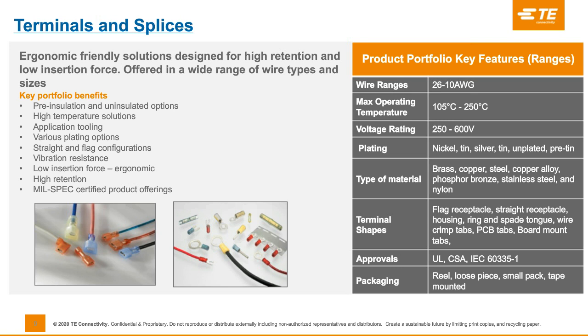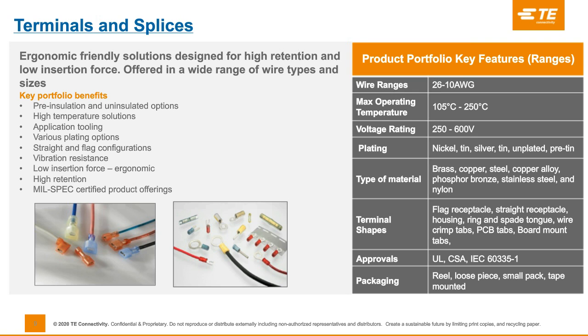And also, it's offered in a wide range of types and sizes. So pre-insulated, as I mentioned, and uninsulated options, high temperature solutions. So anywhere up to 150 C is going to be the typical high end of those solutions. And also with application tooling, do we have crimp tools? And also the tooling and applicators needed for this. A lot of times the applicators are going to be a second thought, so make sure that we think about that on the front side to ensure that you have the tooling on hand when you're going into production.